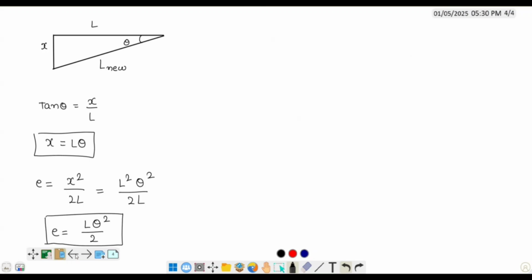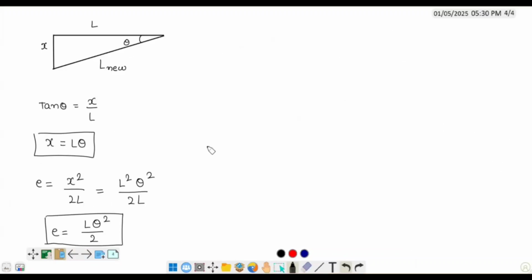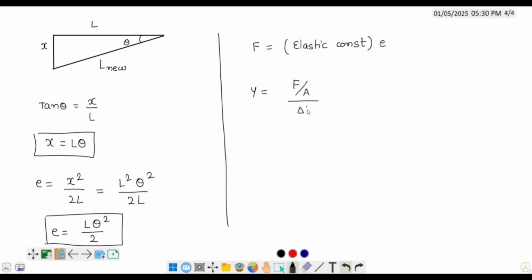Now, why do we need all this information? Because he is asking us to find the area of cross section. To find the area of cross section, we will use the concept of Young's modulus. We know force is equal to elastic constant into elongation, similar to F equal to kx in a spring. Or you can use Young's modulus equals stress divided by strain.